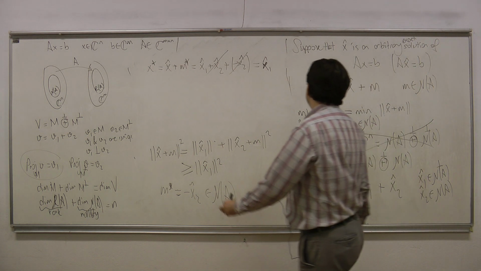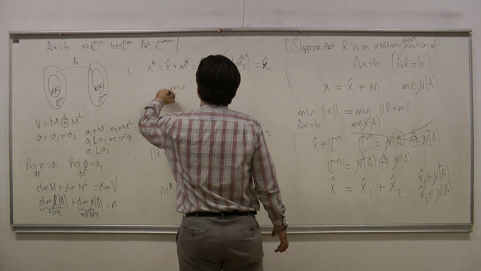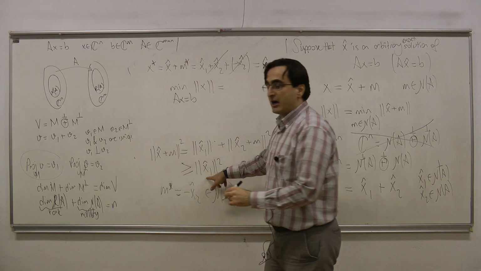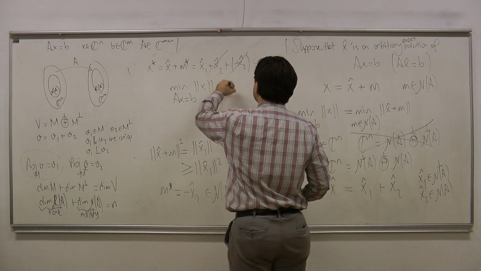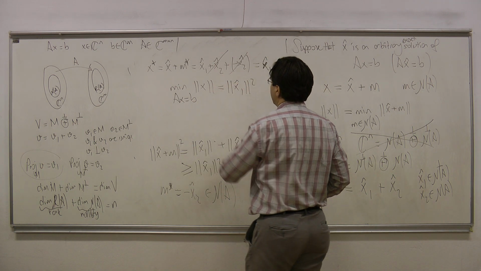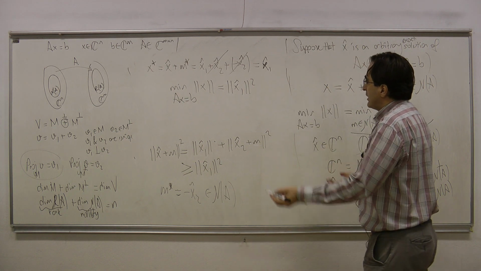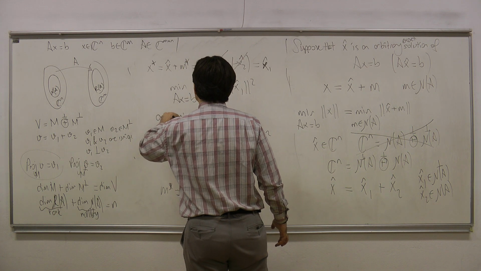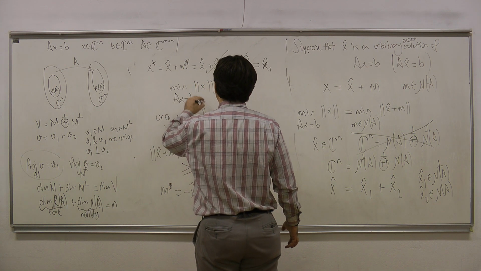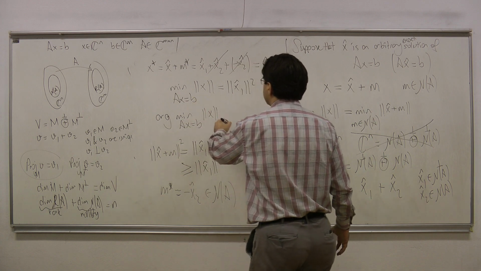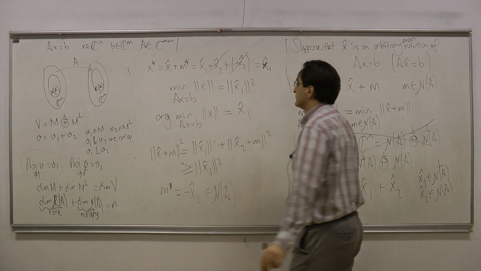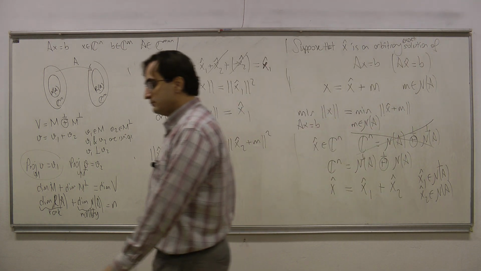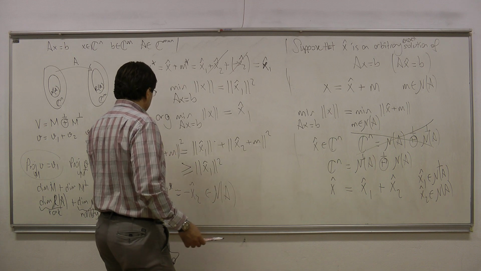So what did we achieve here? The minimum of the norm of x over Ax equals b. This is my minimum value, x1 hat squared. And what about the argument of this minimization? The argmin over x with Ax equals b is nothing but x1 hat. And what is x1 hat?